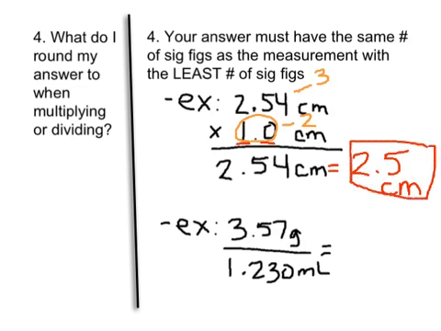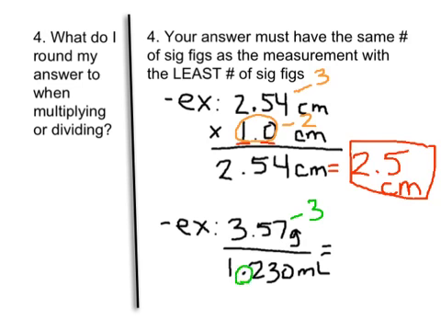If we take a look at our second example, we have 3.57 grams divided by 1.230 milliliters. We're doing a little density problem. If we count up the number of sig figs in the top number, we have 3 sig figs. There are no zeros, so all of them are significant. In the bottom number, we do have a 0, but it is a significant 0. It's not a placeholder.